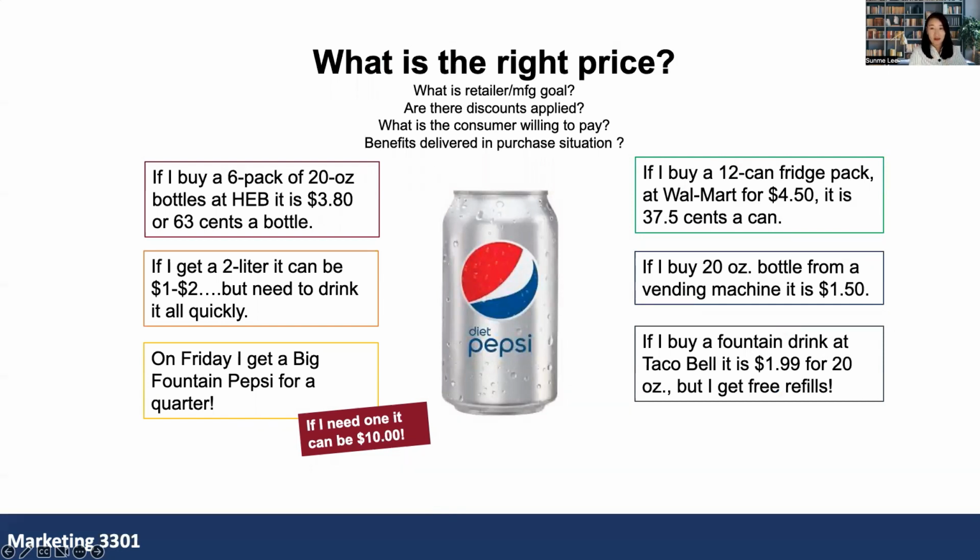Although this is the same product, Diet Pepsi, the price really varies depending on which occasion you are in. If you are considering buying a fountain drink at Taco Bell, it is just $2. If you try to buy it in a vending machine, it's $1.50. And if you're buying it at HEB, one can is just 63 cents. So what is the right price?